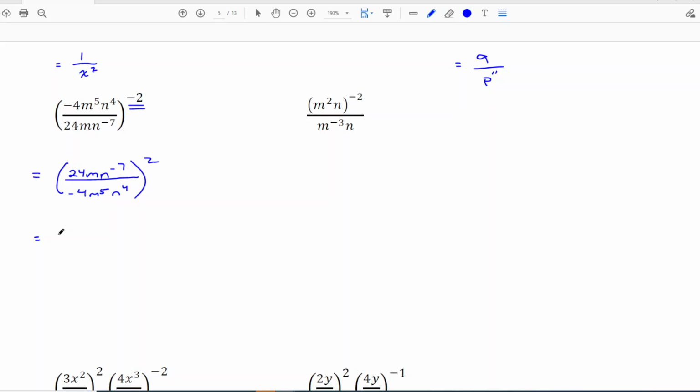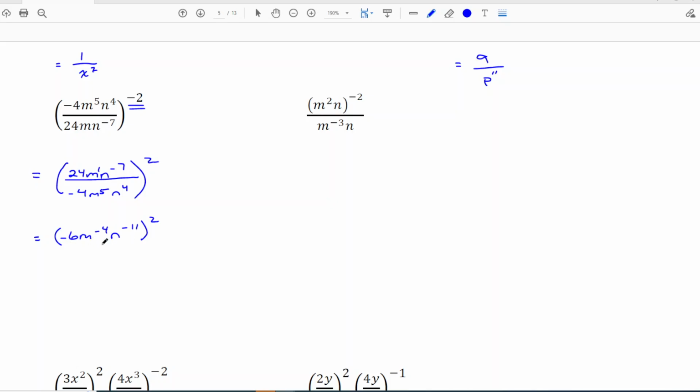So I've got 24 divided by negative 4 is negative 6. Then I've got m to the 1 minus 5, which would be negative 4. And then I have n to the negative 7 minus 4, which is negative 11. If you want to show that step, like the subtraction, please feel free. And then this is all being squared.